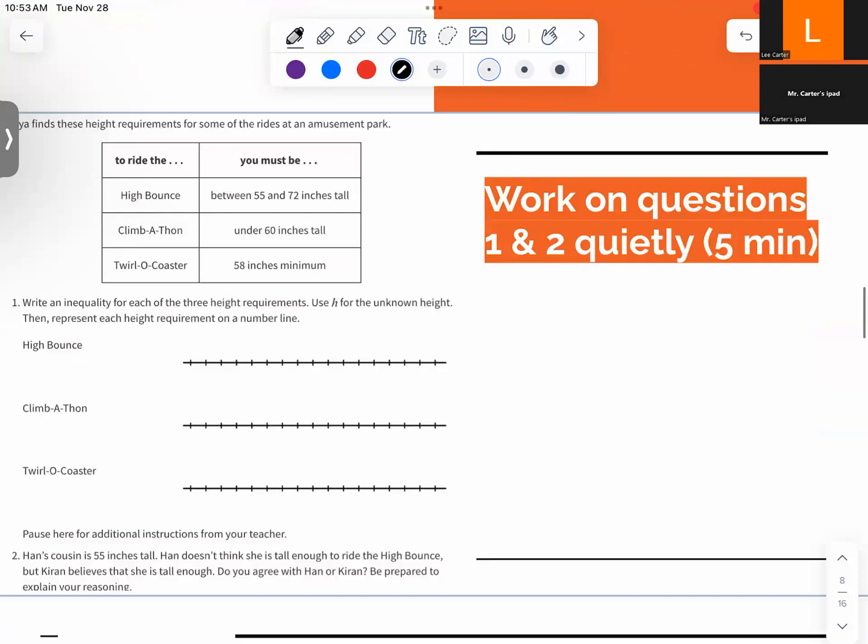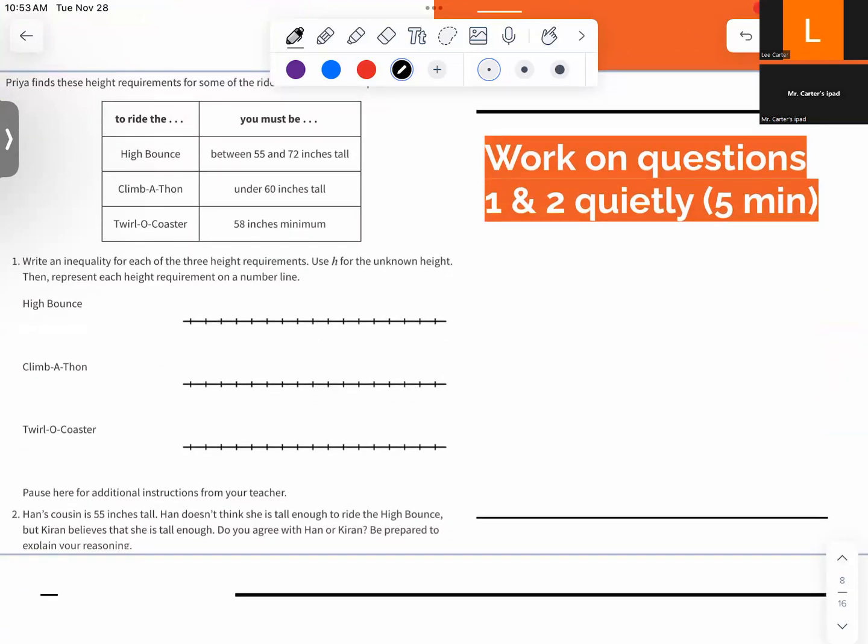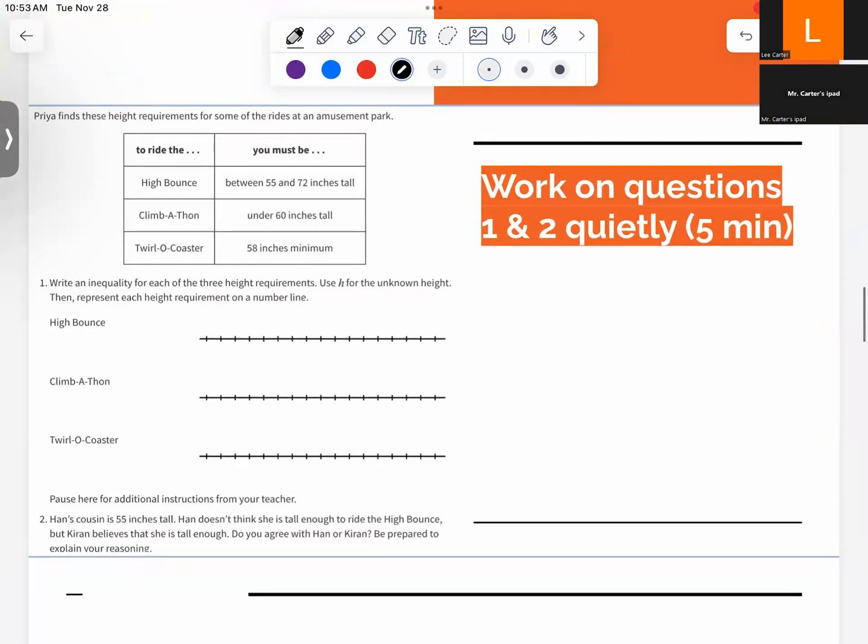All right. So Priya finds these height requirements for some rides at an amusement park. To ride the High Bounce, you have to be between 55 and 72 inches. For Climathon, you have to be under 60 inches. And then Twirler Coaster is 58 inches minimum. So that means at least 58. Okay. So we need to write an inequality for each of the 3 height requirements. Use H for the unknown height, then represent the height requirement on a number line.